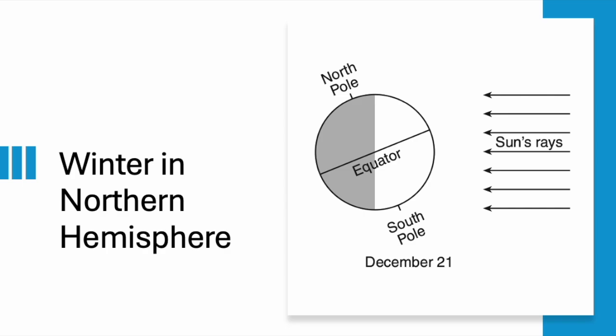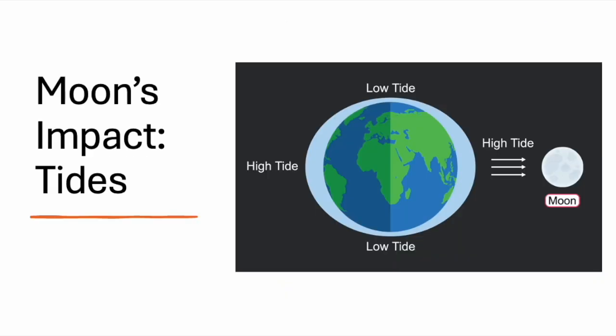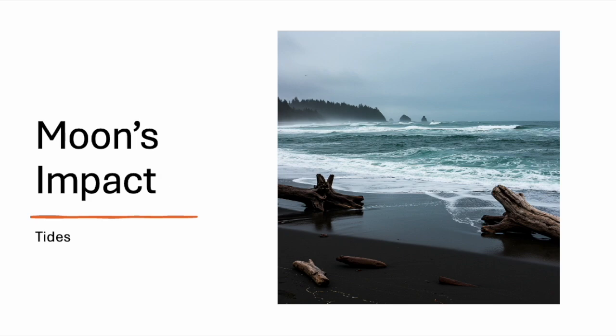Now, let's turn our attention to our nearest celestial neighbor, the moon. The moon's gravity also influences Earth, most notably through the tides. As the moon orbits Earth, its gravity pulls on the ocean and the Earth, causing them to bulge. This creates two bulges, one facing the moon and one on the opposite side of Earth. As Earth rotates, these bulges move, creating the familiar rhythm of high and low tides.